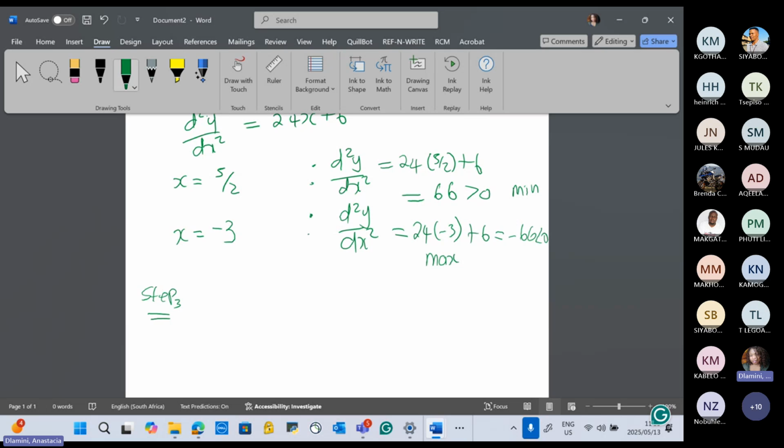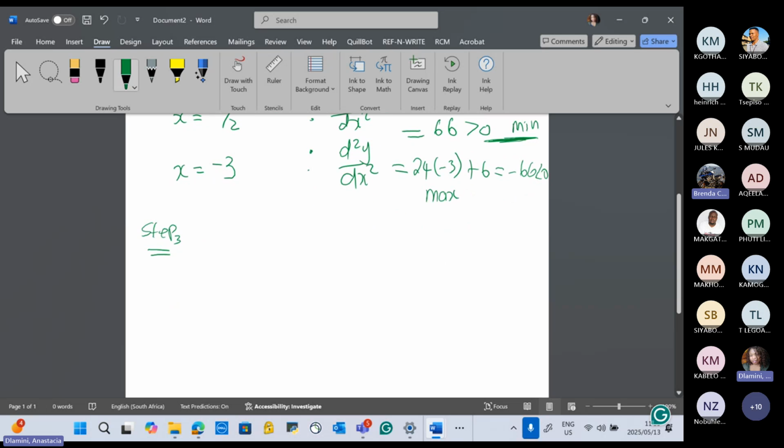So to find the maximum value, you then say, okay, fine, I know that my minimum exists at x is equals to 5/2. So then my minimum value, meaning, what do I do with the minimum value? I go and substitute. Let's call it y min. I then substitute 5/2 into the original.